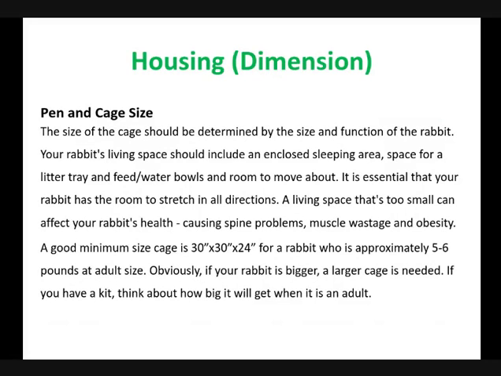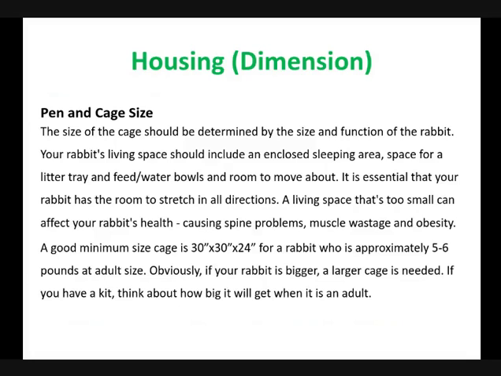The housing dimension. So pen and cage size. The size of the cage should be determined by the size and the function of the rabbit. Your rabbit's living space should include an enclosed sleeping area, space for a litter tray, and feed and water bowls, and room to move about. It is essential that your rabbit has the room to stretch in all directions. A living space that's too small can affect your rabbit's health, causing spine problems, muscle wastage, and obesity. They can't move about properly, they're just going to gain a lot of weight.